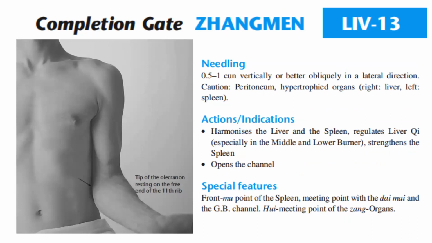Needling: 0.5 to 1 cun vertically, or better obliquely in a lateral direction. Caution: peritoneum, hypertrophied organs. On the right we have the liver, and on the left we have the spleen. Action and indications: it harmonizes the liver and the spleen, regulates liver qi, especially in the middle and lower jiao, strengthens the spleen, and opens the channel.